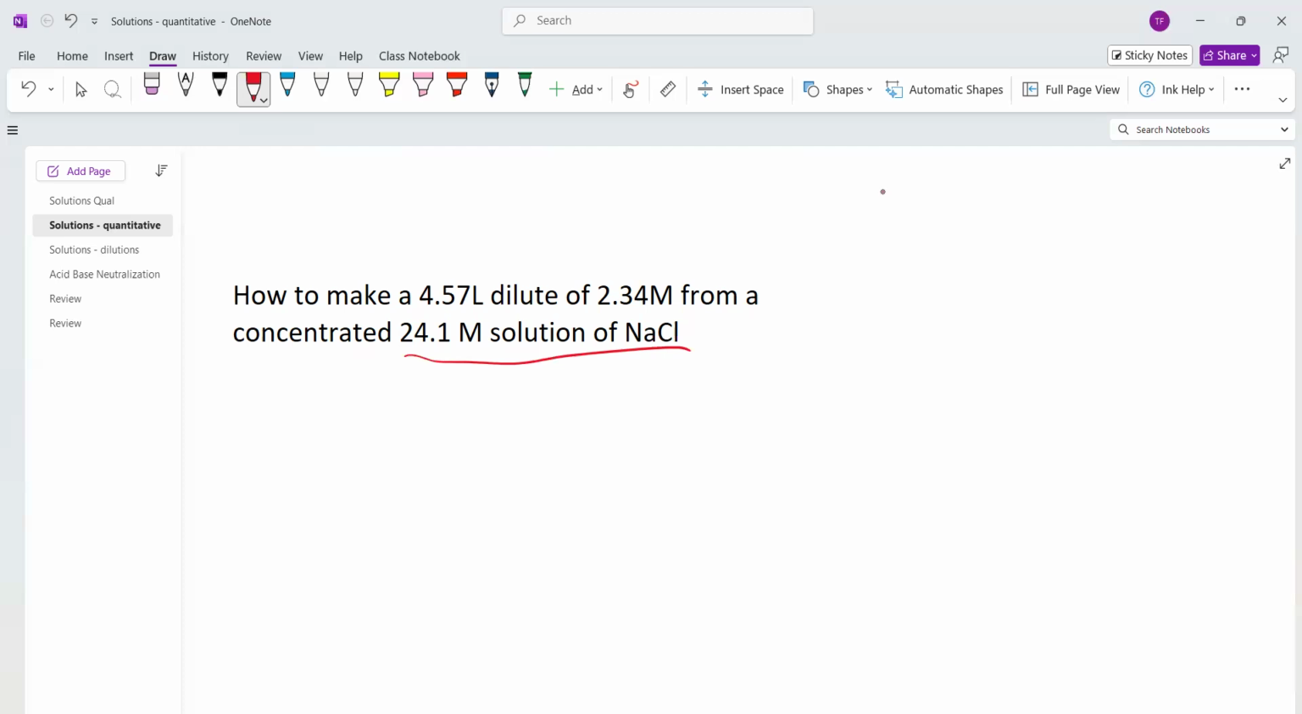It's amazing. Okay, so eventually we want a little over 4.5 liters of 2.34 molar solution from concentrated sodium chloride. We can make that one of two ways. We do it via a dry approach, like we just talked about, or we can dilute concentrated sodium chloride to the desired amount.